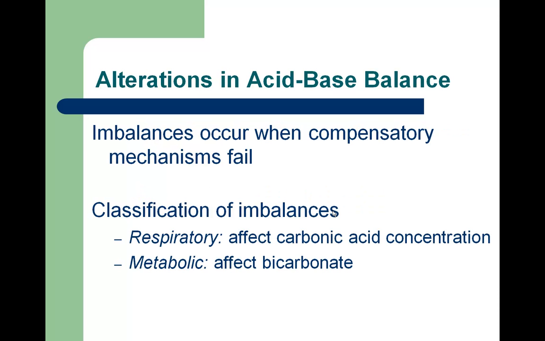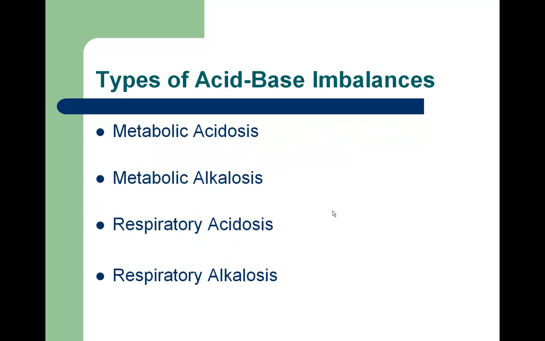Imbalances occur when compensatory mechanisms fail. As you know, you can have a respiratory imbalance or a metabolic imbalance. In respiratory, you want to think about our carbonic acid concentration, and in metabolic, you're thinking of bicarb. So metabolic, bicarb's your focus. Types of imbalances, as you well know: metabolic acidosis, alkalosis, respiratory acidosis, and alkalosis.